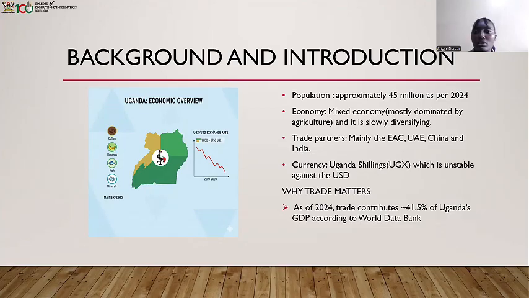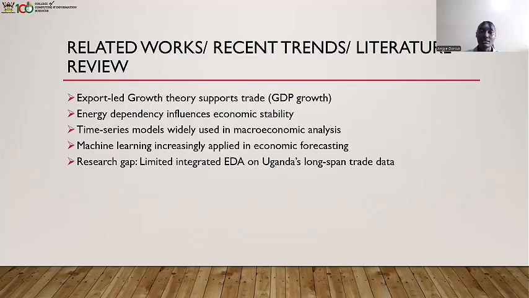In Uganda, our population is approximately 45 million, and our economy is a mixed one, where agriculture was mostly dominating, but now we are diversifying into other services and industries. Our main trade partners are the East African Community, the UAE, China, and India. Our currency is Ugandan shillings, but it's majorly unstable against the USD. Trade matters because it contributes approximately 41.5% of Uganda's GDP, according to World Data Bank statistics.